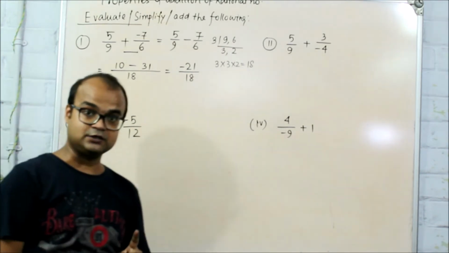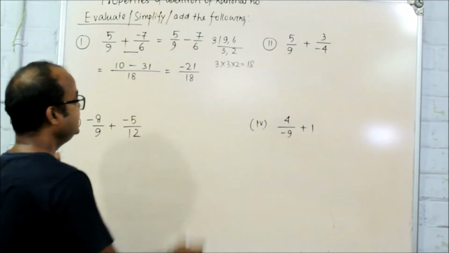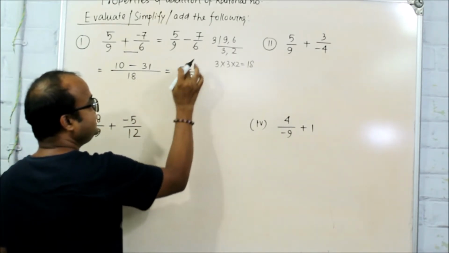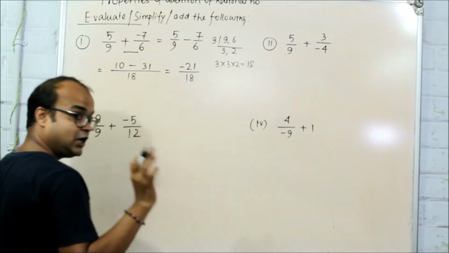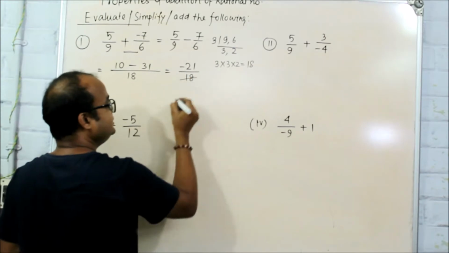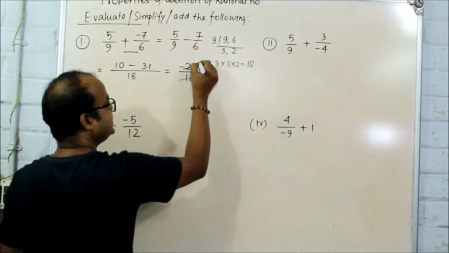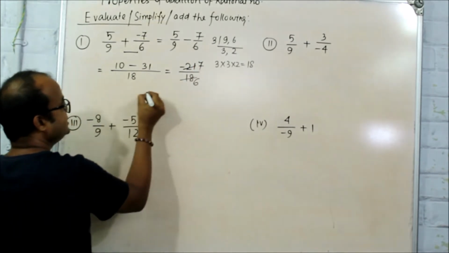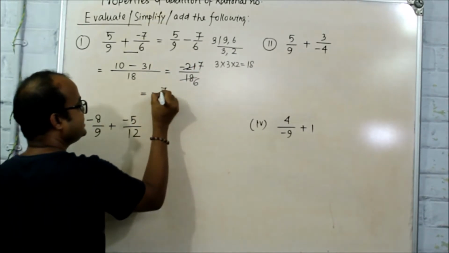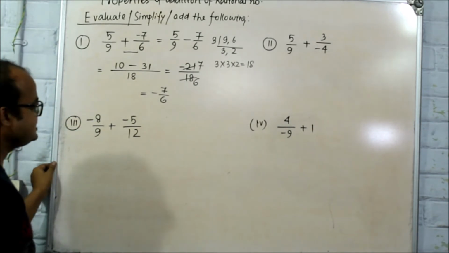Now we need to check whether this can be further simplified or not. So now see, denominator and numerator both you can cancel with 3. So 3 6 ja 18, 3 7 ja 21. So your answer is minus 7 by 6.